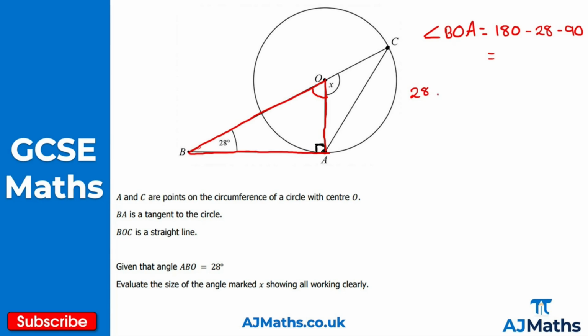So 28 plus 90, that would be 118. If that were 30, that would be 120. Take 2 off, we get 118. I've now got 180 minus 118.